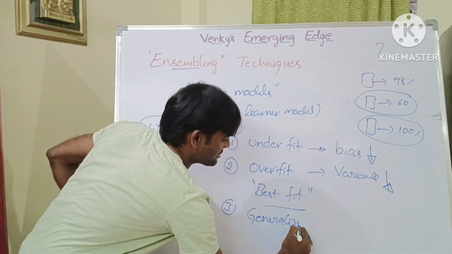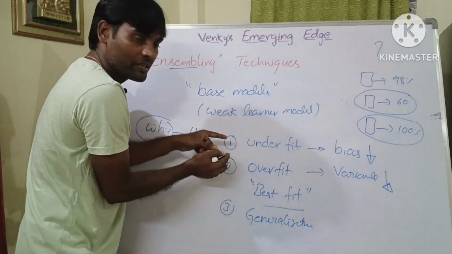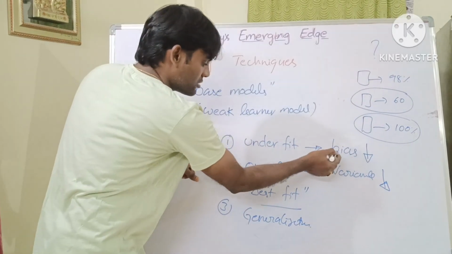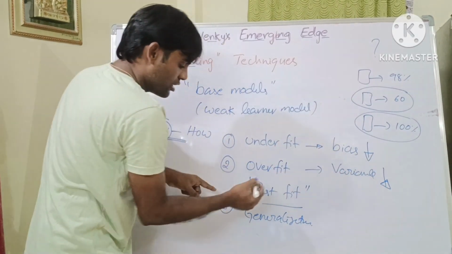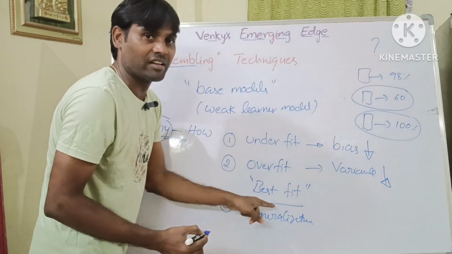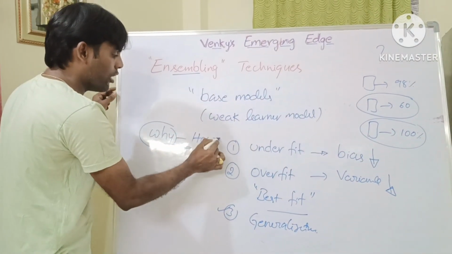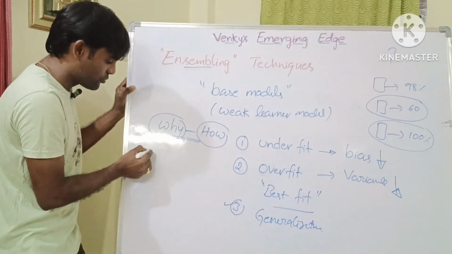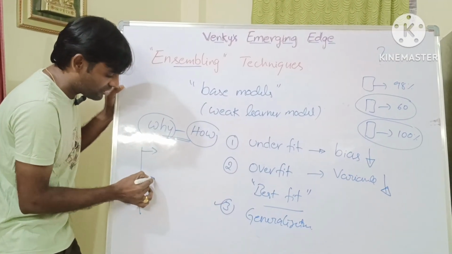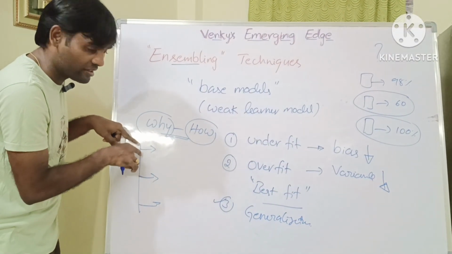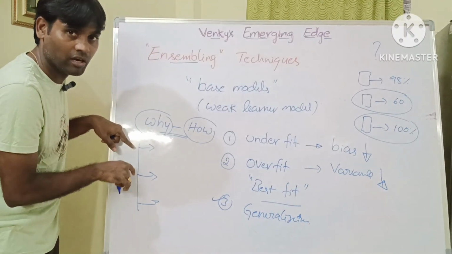generalization. So generalization. Is it clear? So that means we maintain less bias, less variance, and we maintain generalization. For that purpose, we are using the ensembling technique. How is it possible? Yes, this is possible based on three different types of ensembling techniques or ensembling algorithms. What are the three different types of ensembling techniques or algorithms?